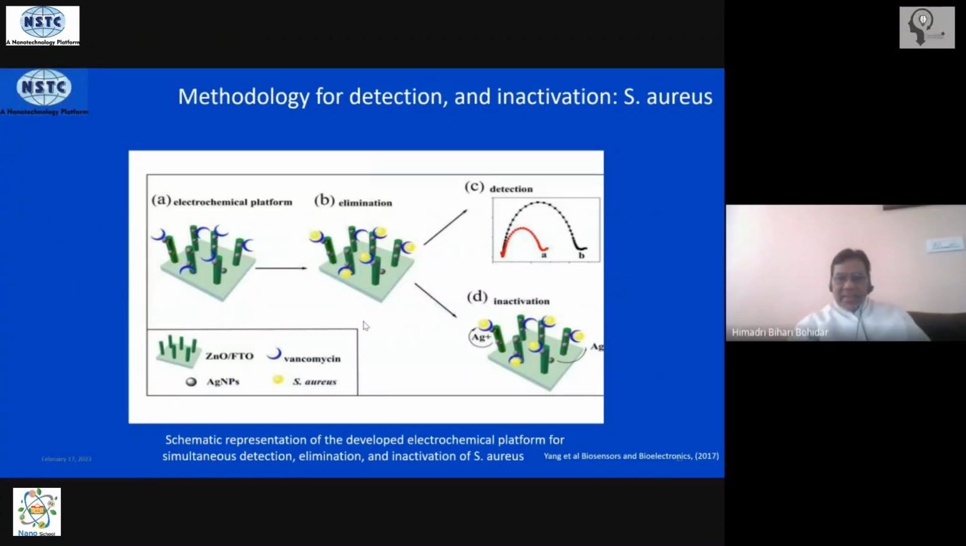And there is an elimination process, and correspondingly there is a change in the concentration. Here, again, we are looking at the data from the impedance spectroscopy angle. Without the sample or without the bacteria, you see its behavior like this, and after a while it changes to this one when there is an inactivation in the process. We'll see details of this in subsequent slides.